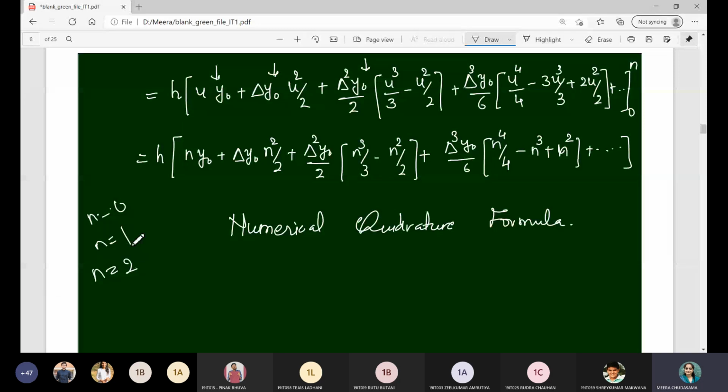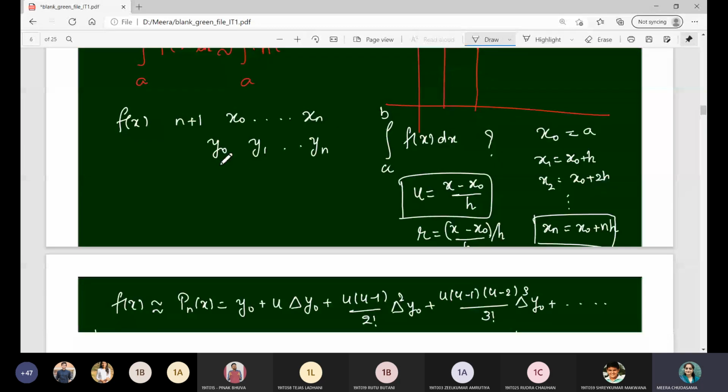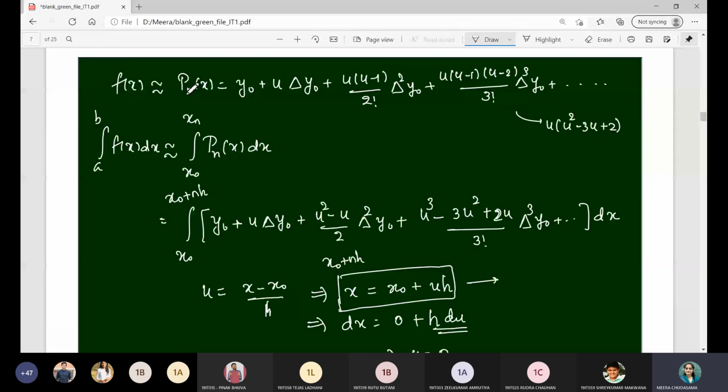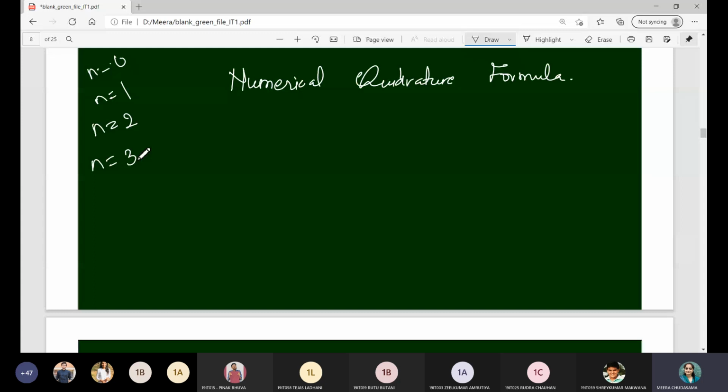Here, if you have n plus 1 data for f of x, then your polynomial will be of nth degree. So when I consider n is equal to 2, the function will be approximated by a quadratic polynomial. In that case, you will have Simpson's rule. N is equal to 3, Simpson's 3/8 rule. From this one, you will get the 1/3 rule. From this one, you will get the trapezoidal rule. From n is equal to 3, you will get Simpson's 3/8 rule.